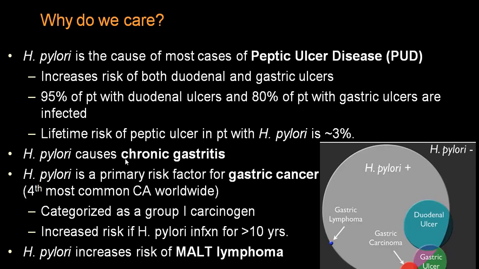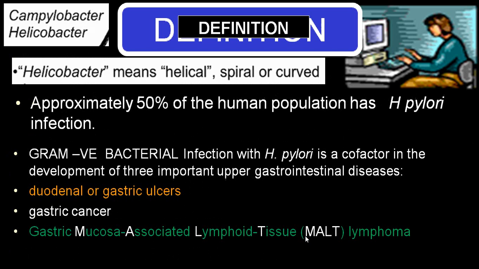It also gives rise to chronic gastritis. It can end up with gastric carcinoma, which accounts for the fourth most common cause of death due to carcinoma in the world, and H. pylori is responsible for gastric carcinoma. It is categorized as a group 1 carcinogen. H. pylori infection for more than 10 years is more commonly responsible for gastric carcinoma as compared to other groups of people. There is also an increased risk of MALT lymphoma, or gastric lymphoma, or mucosa associated lymphoid tissue.